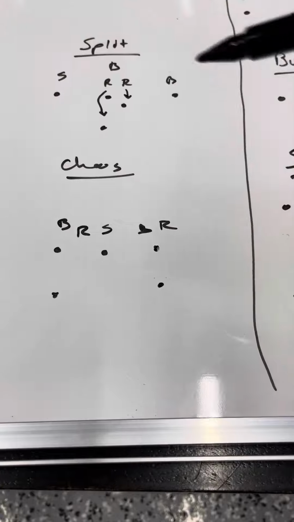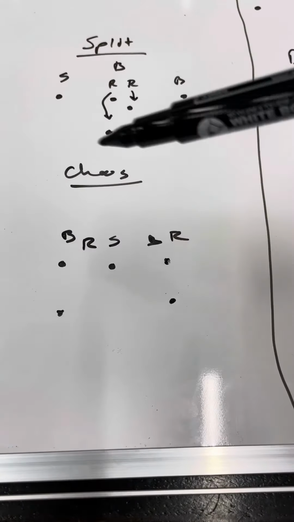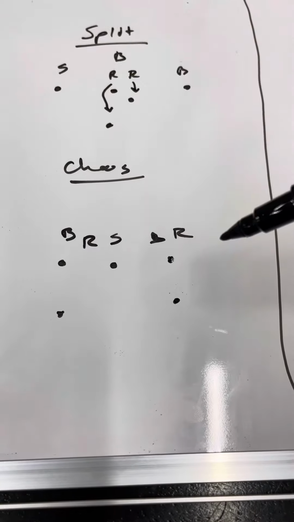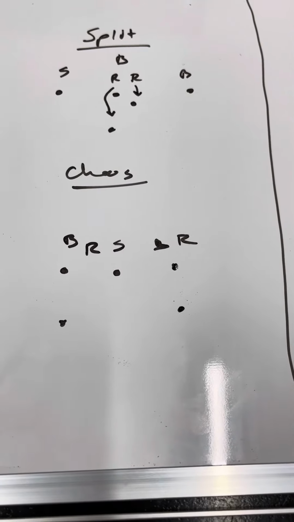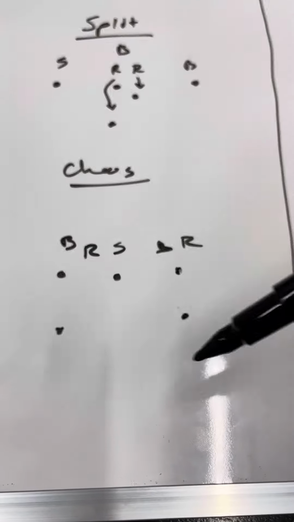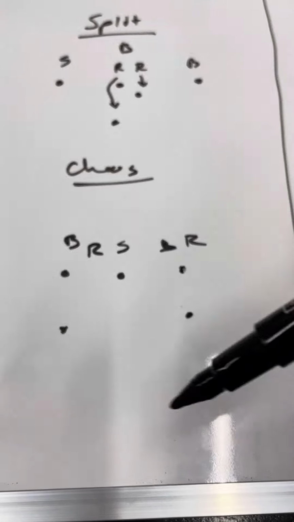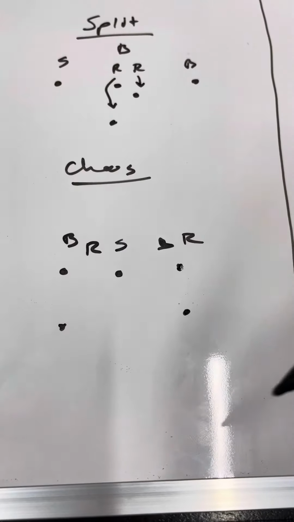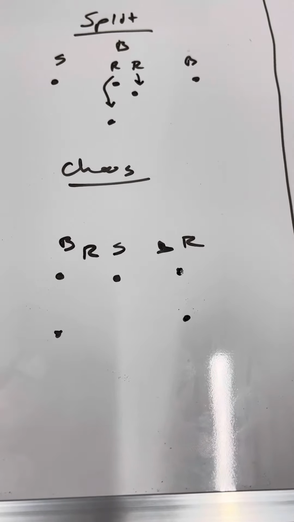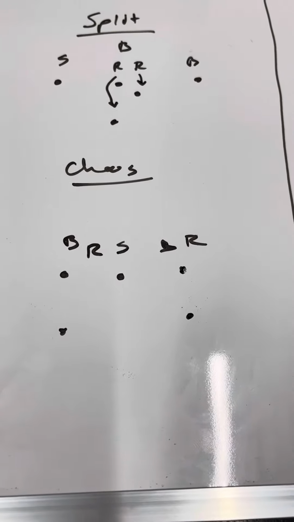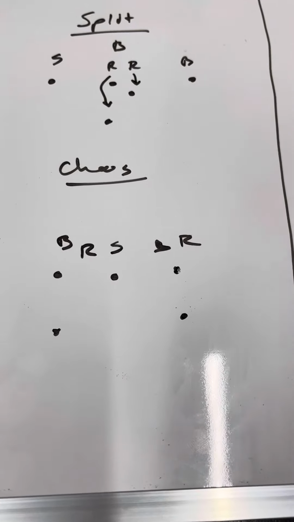So just know that chaos means anything that we haven't covered here. Most of the time it turns into a split or bunch or empty. But if it's something weird that we haven't seen or talked about here, then understand that the principles of what we're trying to do stay the same: a free rusher at the quarterback, and then we're man on across the board everywhere else.